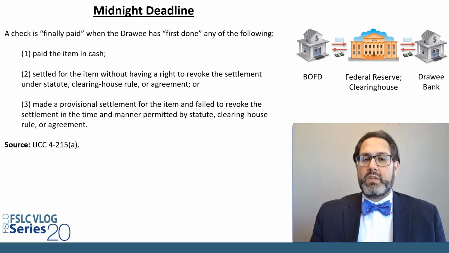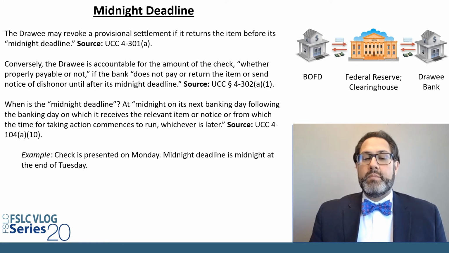The third is by far the most common because what happens here through the Federal Reserve is a series of provisional settlements that become final if they are not timely revoked. The midnight deadline determines when these provisional settlements can be revoked. A provisional settlement can be revoked if the check is returned before the midnight deadline. If the check is not returned by the midnight deadline, then the drawee is accountable for the amount of the check, even if it was not properly payable.